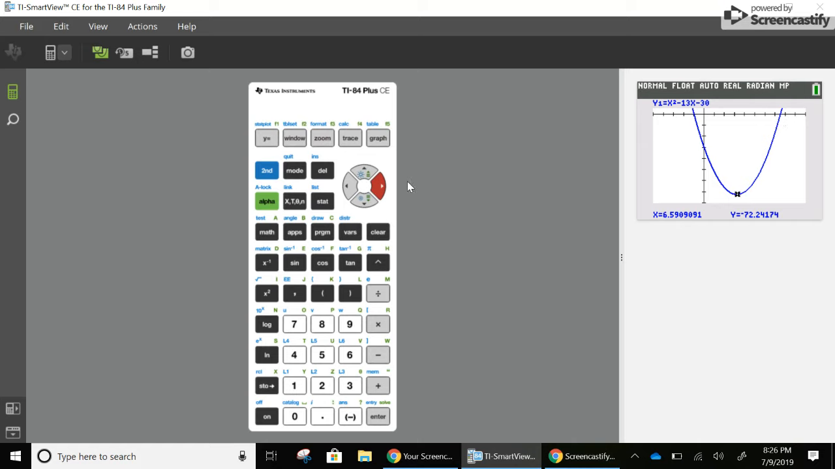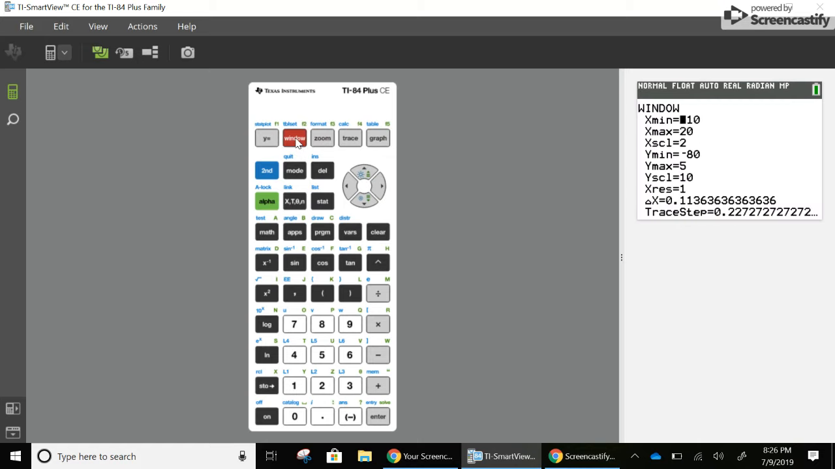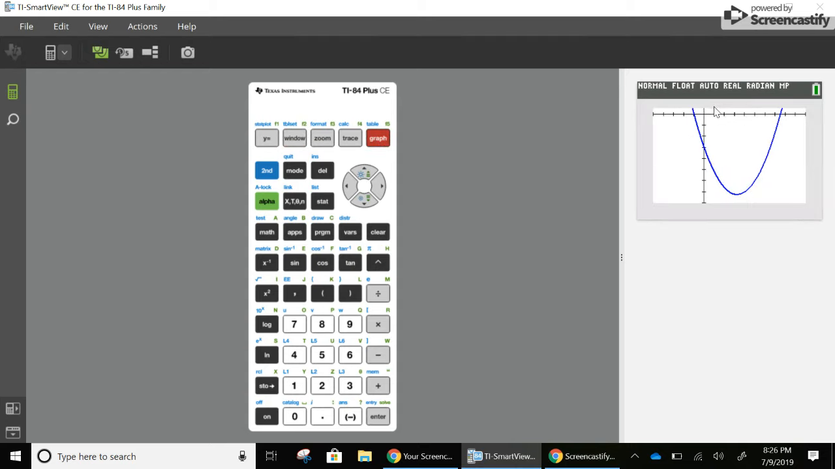So that's 15. And we can trace it to make sure so we don't forget. But don't forget, our scale, we changed it by 2. So if we go back here to window, see how I changed the x scale by 2. So that means each line is worth 2. So this is like 2, 4, 6, 8, 10, 12, 14, 16. And that's between, so that's 15. So my roots are 15 and negative 2.